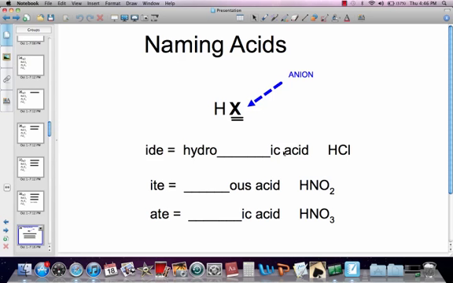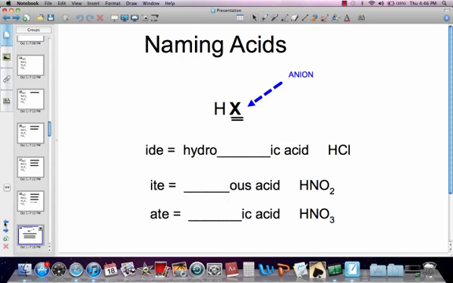acid. If the anion ends in "ite," like nitrite, hydrogen nitrite, then it's nitrous acid. That's the "ite" rule. If it ends in "ate," like nitrate right here, hydrogen nitrate, it's nitric acid. So there's the "ide" rule, the "ite" rule, and the "ate" rule.